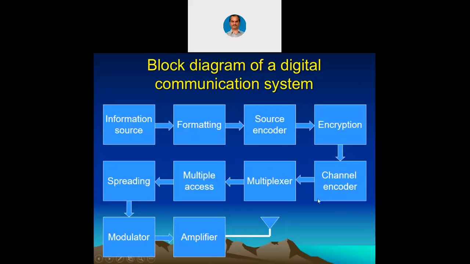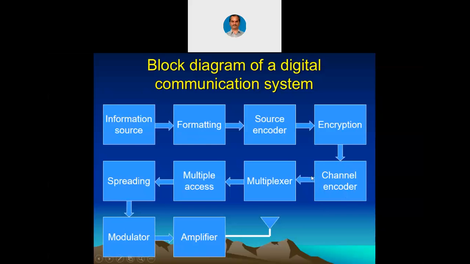Let me come to the channel encoder now. Source encoder is going to reduce the redundancy, whereas channel encoder is going to introduce a planned redundancy so that at the receiver the error can be detected and the detected error can be corrected. So from module 3 onwards, we are going to focus more on channel encoding techniques.